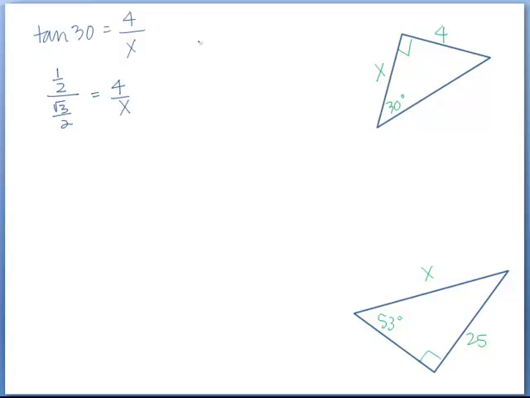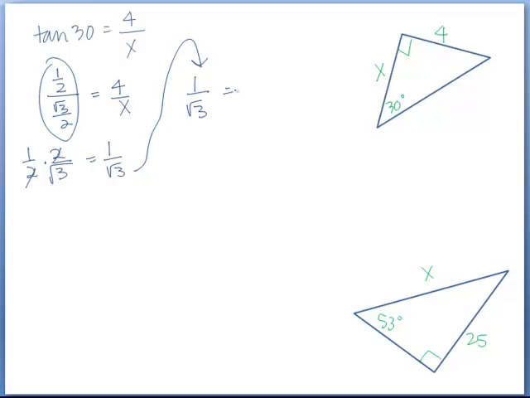So let's first figure out what this is. 1/2 times 2 over root 3, which is 1 over root 3. So now we say 1 over root 3 equals 4 over x. If we cross multiply, we get 4 root 3 equals x. So this side length is 4 root 3.